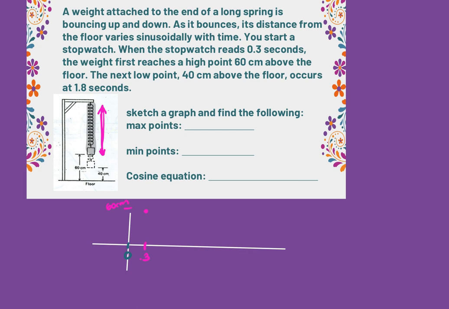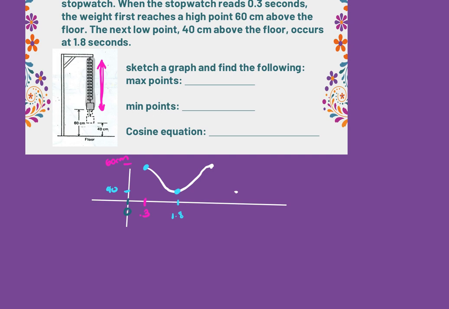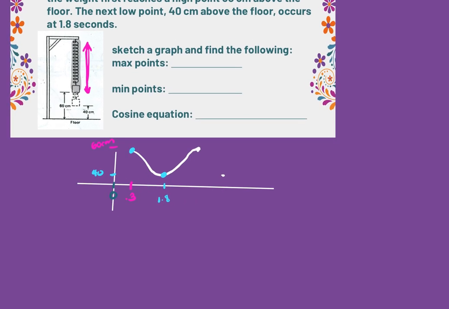Then it comes down and it hits a min, 40 centimeters, at 1.8 seconds. So that means it would come back up again. It would come back down again. That's where my curve is going to form. So already just with those two pieces of information, I know the max and the min gives me my vertical displacement. So I can find A and I can find the amplitude.